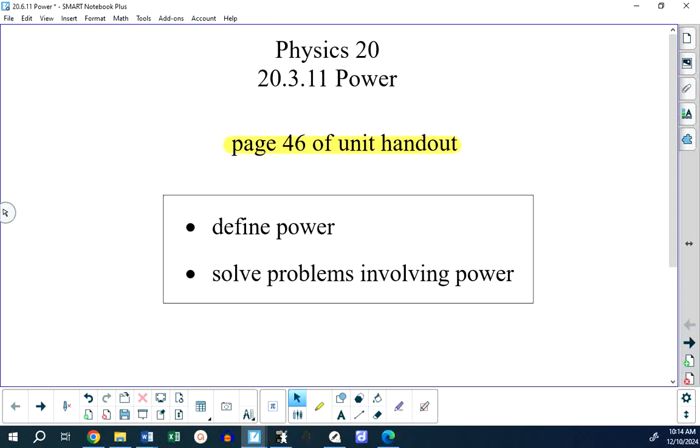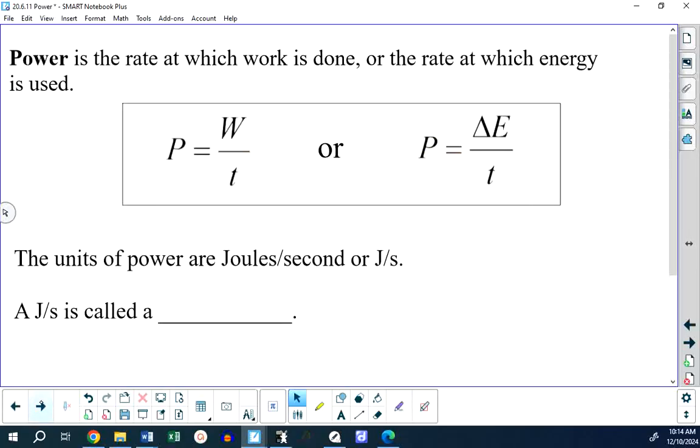So this is the lesson on power, which is on page 46 of your unit handout. We're just going to be defining what power is and solving problems involving power. Here's the definition of power.